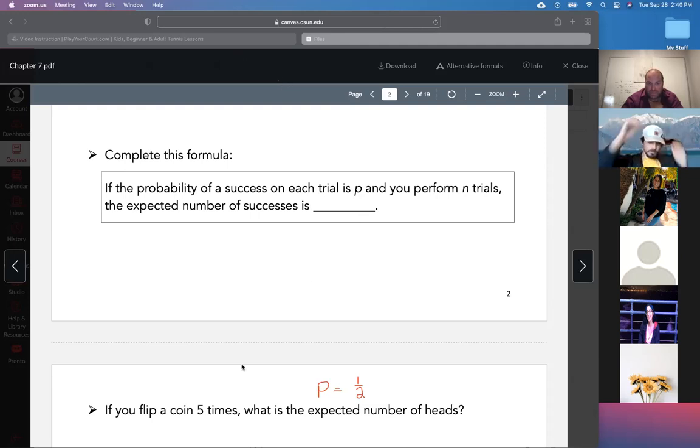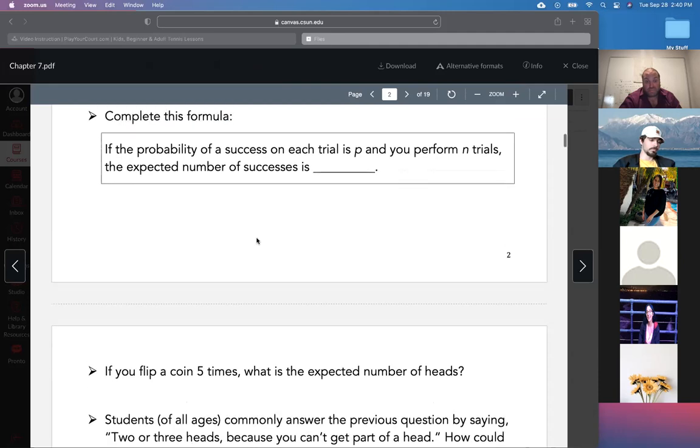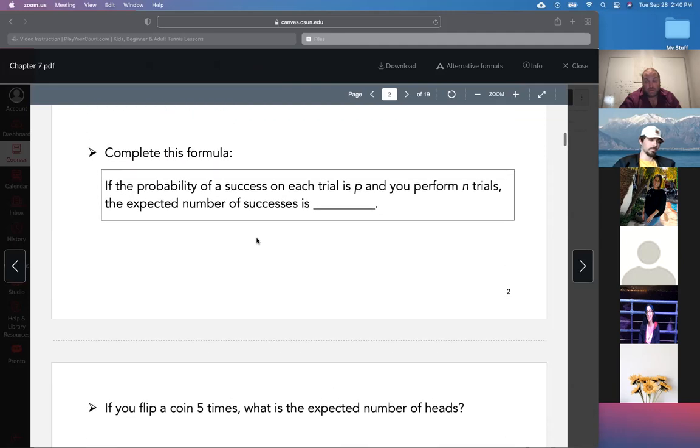And how many trials are there? 5. So if we follow the rule that we had above, then the answer should be 2.5 heads. That's what the math gives us, correct? Okay, makes sense. So the question is, did we make a mistake in the math, or did something go wrong? Because how exactly do you have 2.5 heads?